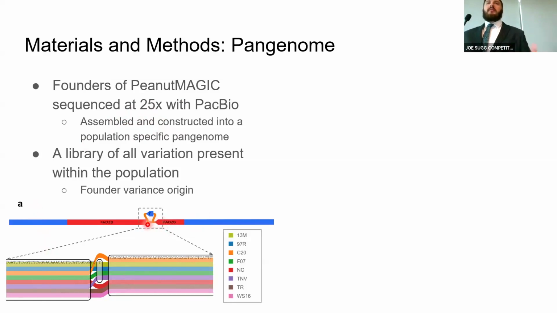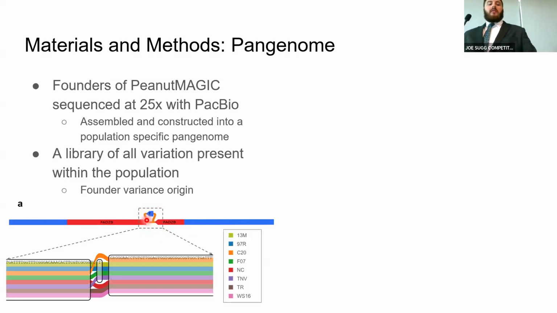So right here is FAD2B. We know that there's an insertion in FAD2B. And so we can either have lines in this population that don't have the insertion or a functional variant, or our mutant variant, which is our insertion. So this would be represented as an indel.